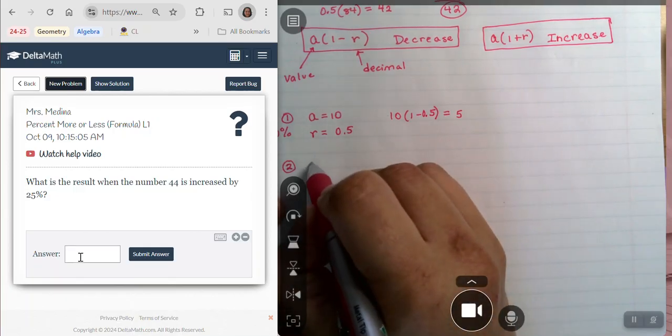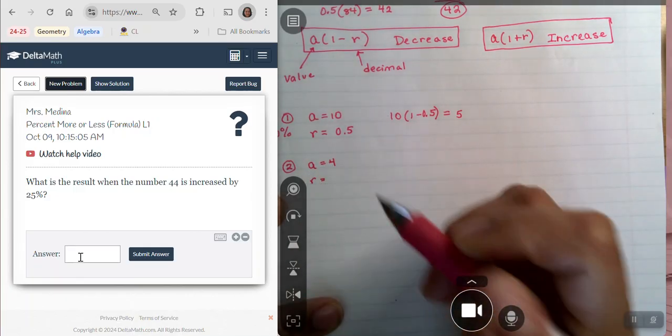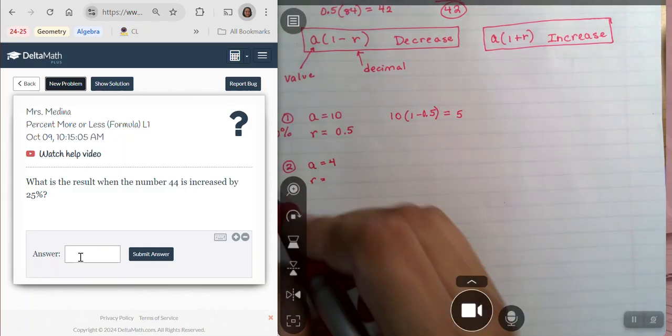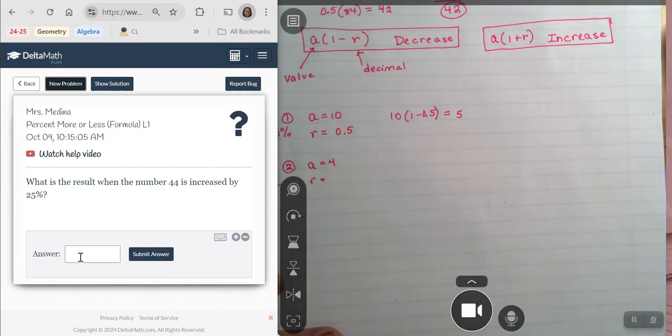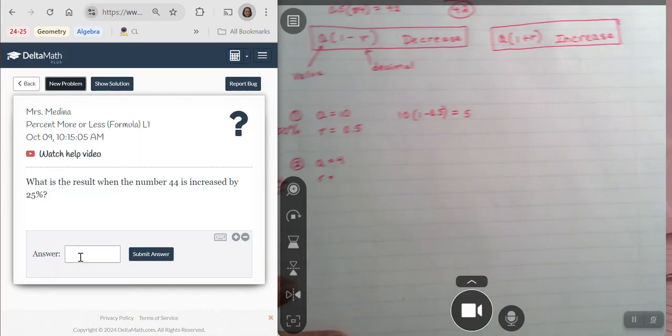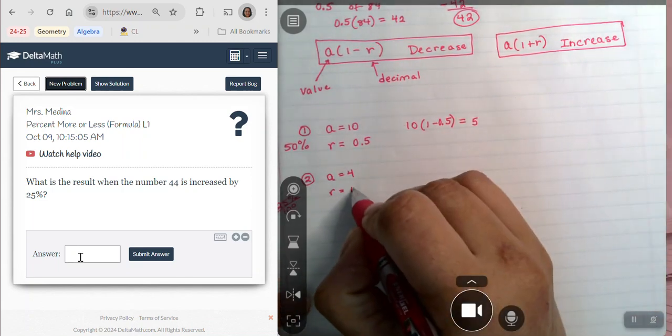So in this case, our A is 44. And what's the percent or the rate that we want to increase it by? What's 25% divided by 100? I cannot help you. Grab a calculator with the other hand. What is it? 25 divided by 100. 0.25.